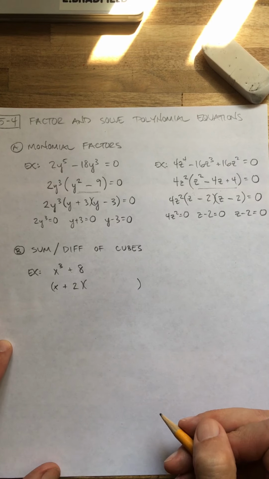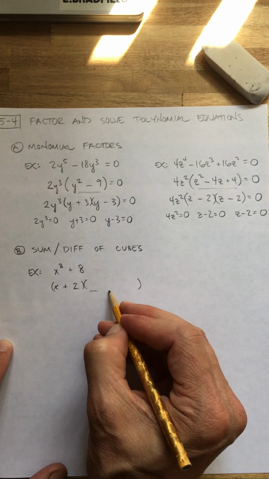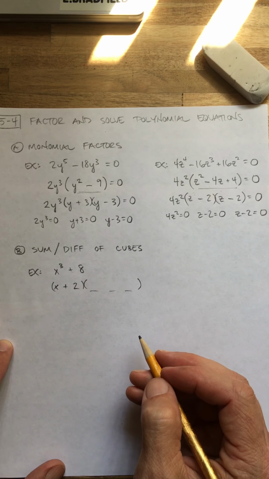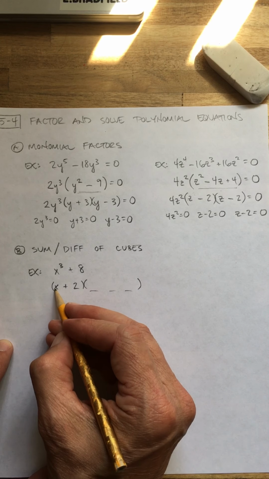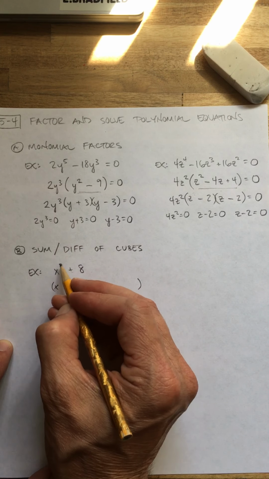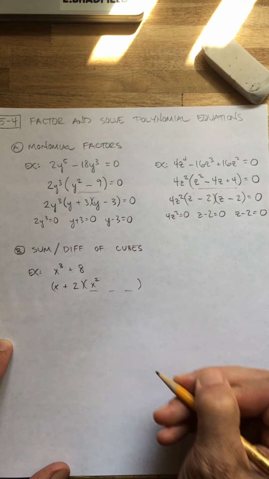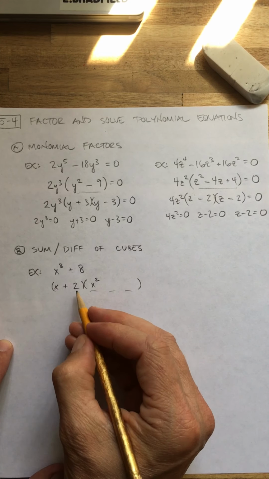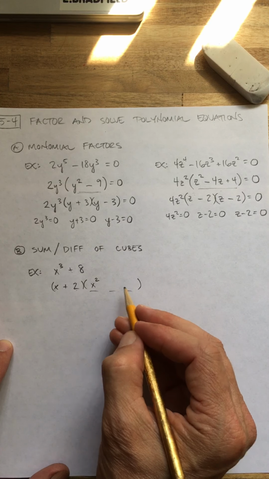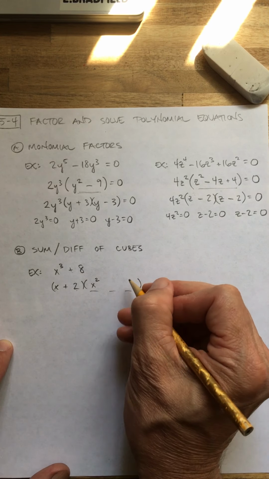All right, so now you're going to have room for a trinomial right here, okay? 3 terms, okay? What, this x times what gives you x cubed? Well, it's just x squared, okay? All right, and this 2 times what gives you 8? Well, it's 4, okay?